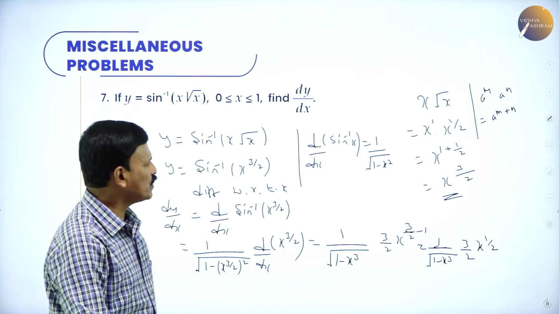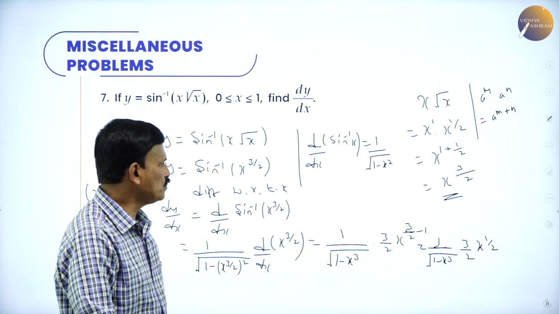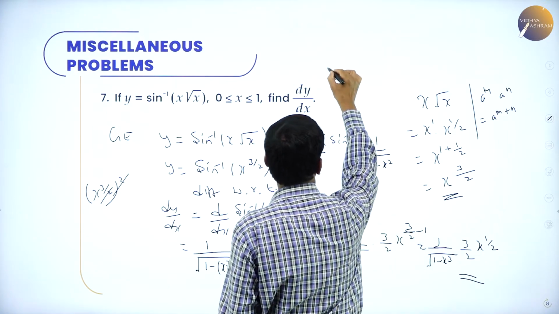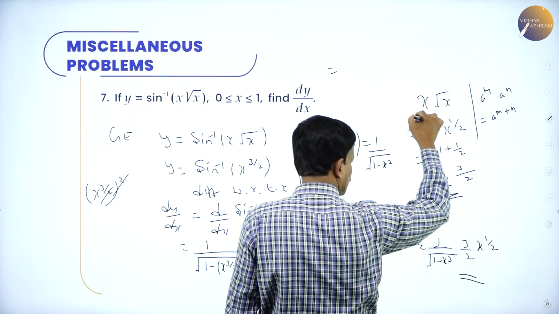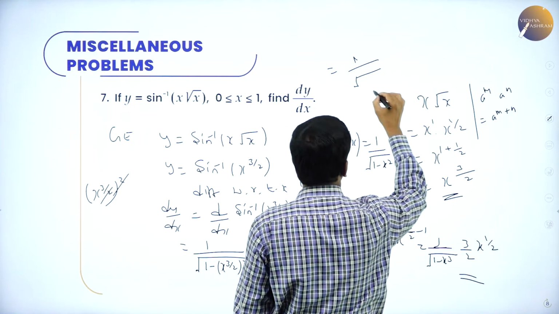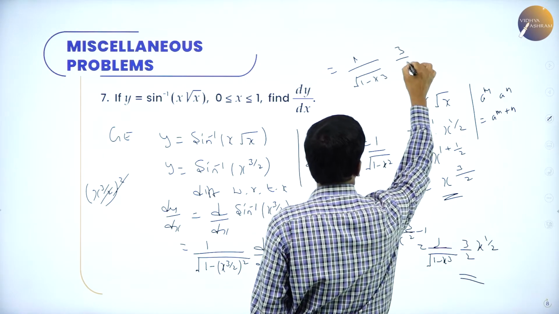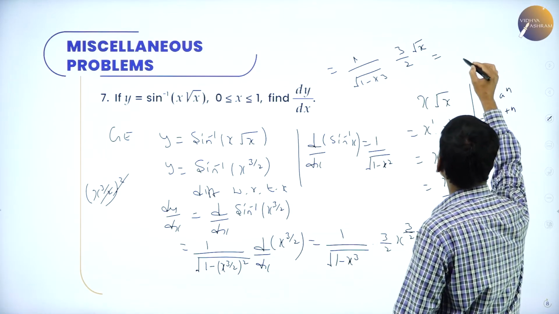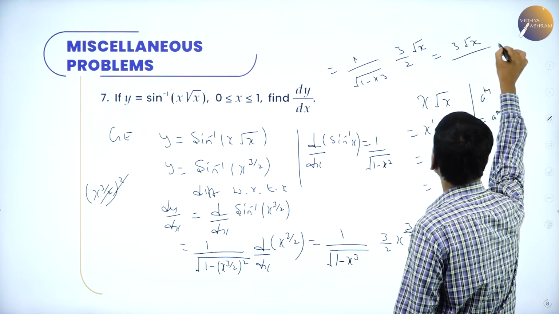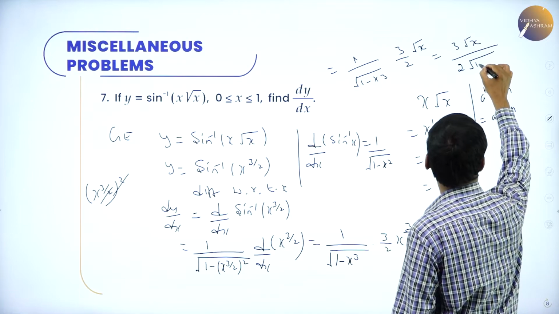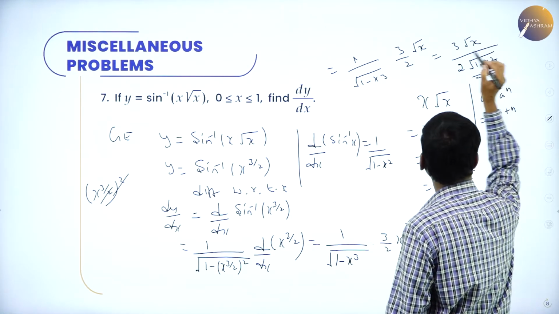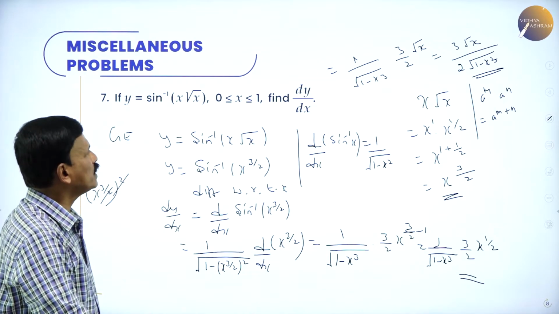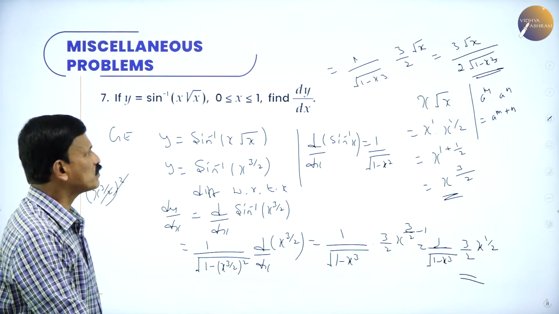So 1 over root of 1 minus x cube into 3 by 2 x to the power of 1 by 2. If you want, you can stop here itself, or if you want further simplification, you can write it as 1 over root of 1 minus x cube into 3 by 2 x to the power of 1 by 2, which is nothing but root x, or this can also be written as 3 root x divided by 2 into root of 1 minus x cube. This is the differentiated answer. The simplified answer is 3 root x divided by 2 into root of 1 minus x cube for this problem. Followed.